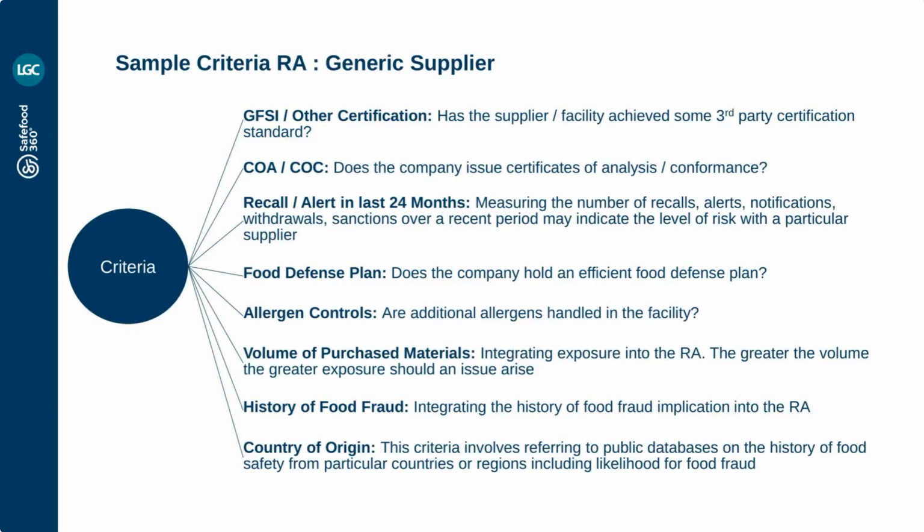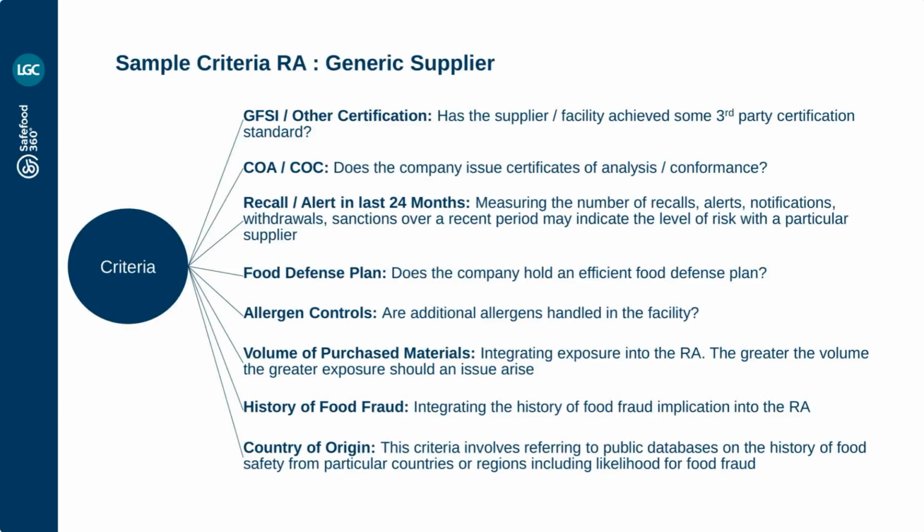Some of the criteria that you would be able to utilize here: is that supplier GFSI certified? Have they achieved some sort of third-party certification? Do they supply certificates of analysis? Has there been a recall in the last 24 months? By looking at whether a company has had sanctions imposed on them, or if they've had recalls or alerts over a specific recent period of time, that can indicate their risk level for that particular criteria.